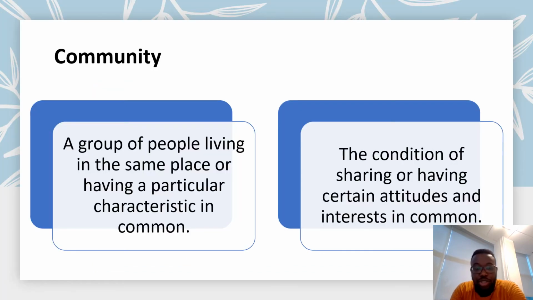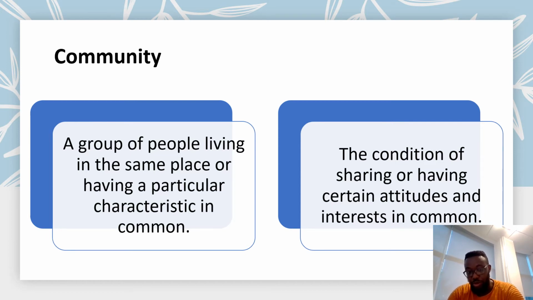So what is a community? A community can be a group of people living in the same place, or a group of people having a particular characteristic in common. So a group of people, by geographical location. You see, this is a group of people that are geographically located in the same place, or around the same place, and they form a community.